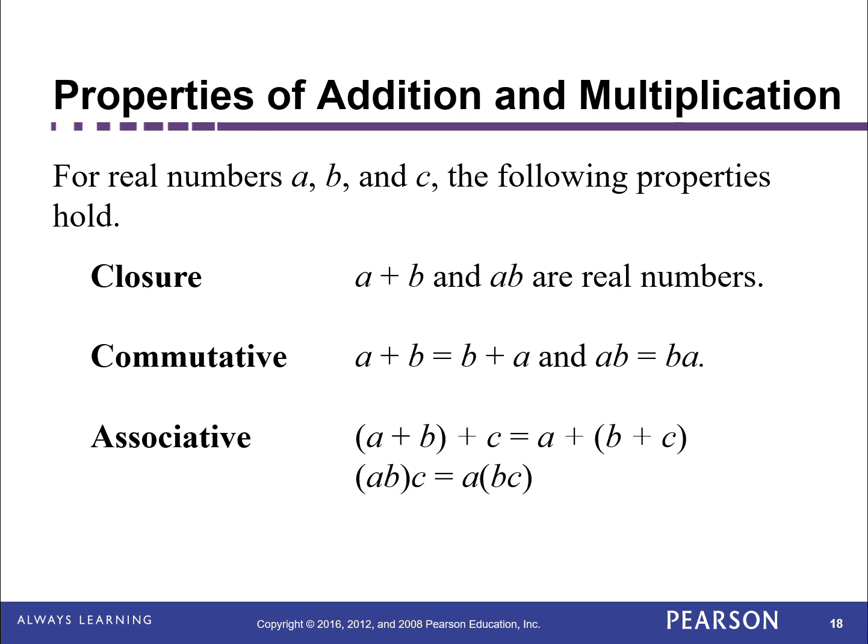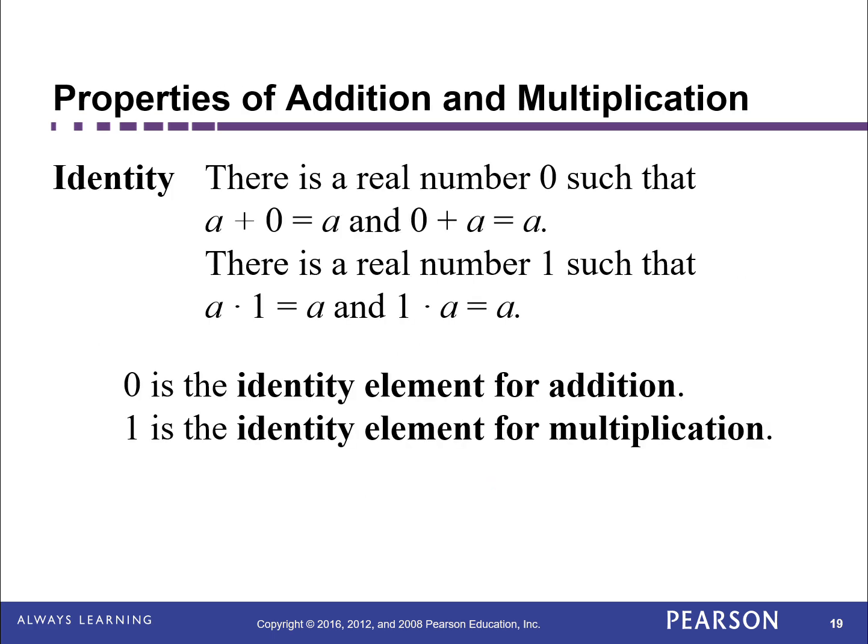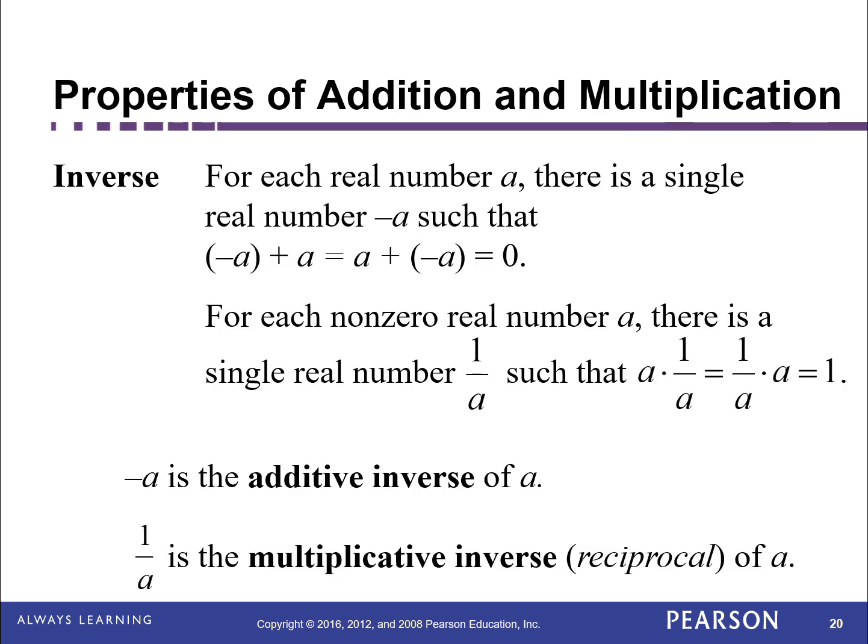And then for multiplication, (a times b) times c is the same thing as a times (b times c). Your identity property says that there is a real number 0 such that a plus 0 is a, and 0 plus a is a. And there is a real number 1 such that a times 1 equals a, and 1 times a equals a. 0 is the identity element for addition. 1 is the identity element for multiplication.